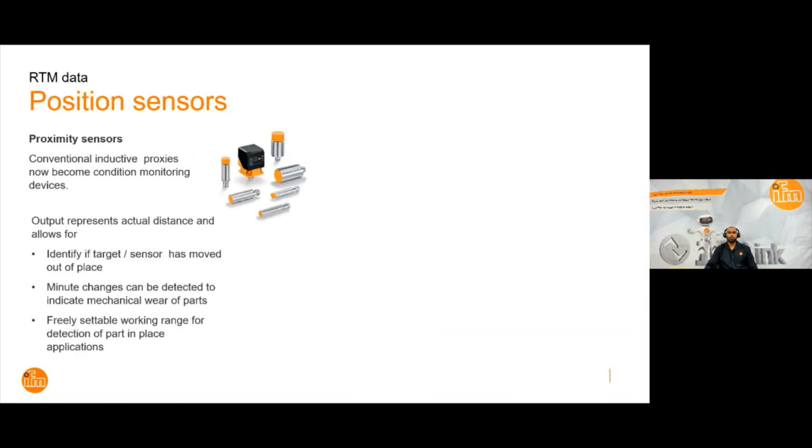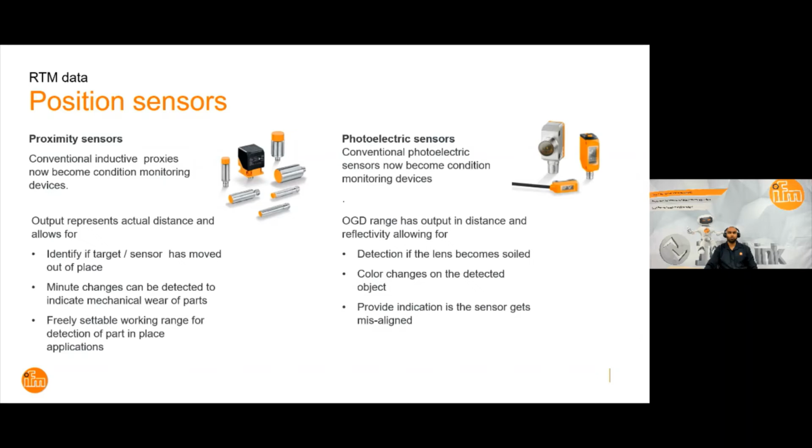The next type of data that we can get is from simple position sensors. Let's look at how a conventional inductive proximity sensor can now become a condition monitoring tool. The output represents the actual distance in millimeters. If we can get that data, we can identify if the target or the sensor has moved out of place. Minute changes can be detected to indicate mechanical wear of a part. A freely selectable working range for detection can also be used to detect if a part is in place.